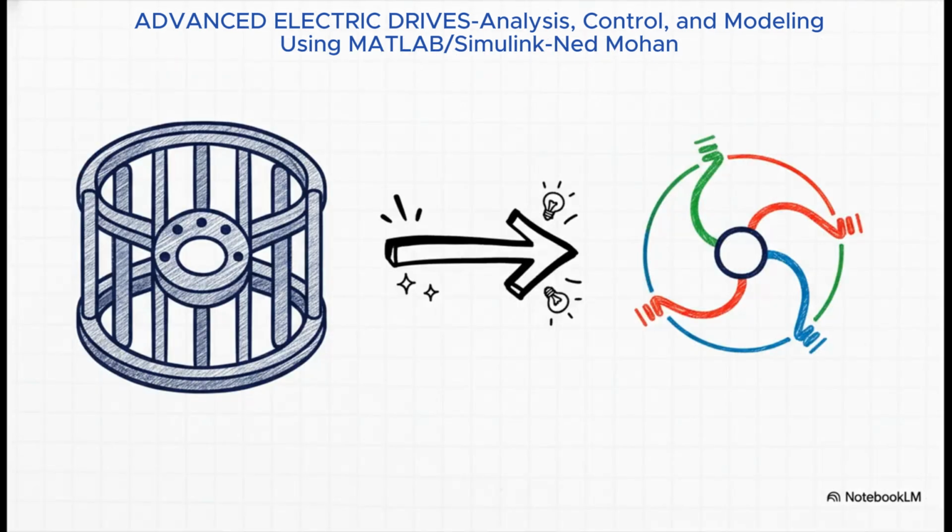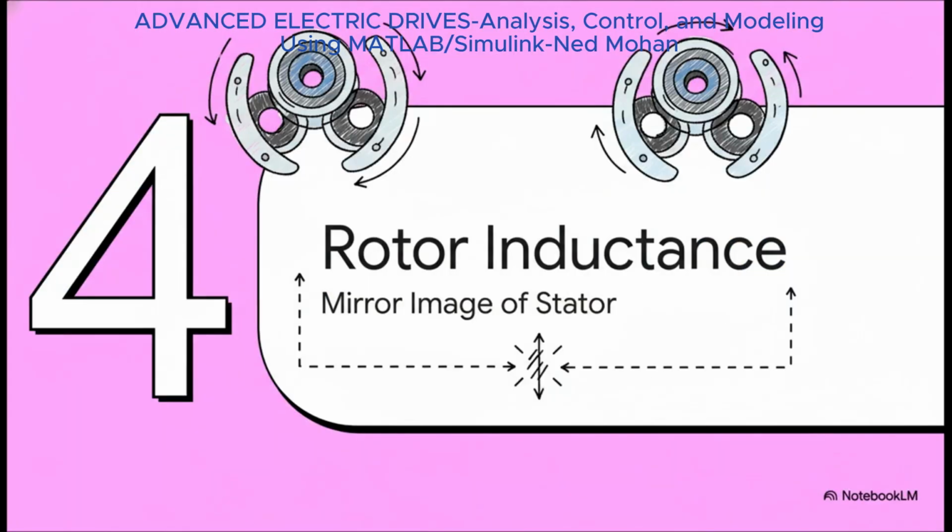The solution, it turns out, is just incredibly elegant. What we do is we conceptually replace that messy cage of bars with an equivalent three-phase winding. We just imagine a set of windings on the rotor that perfectly mirrors the structure of the stator. It's this powerful bit of abstraction that makes the whole analysis possible. So, by using this equivalent three-phase model for the rotor, the job of defining its inductances becomes way simpler. In fact, it's almost a perfect mirror image of what we just finished doing for the stator.